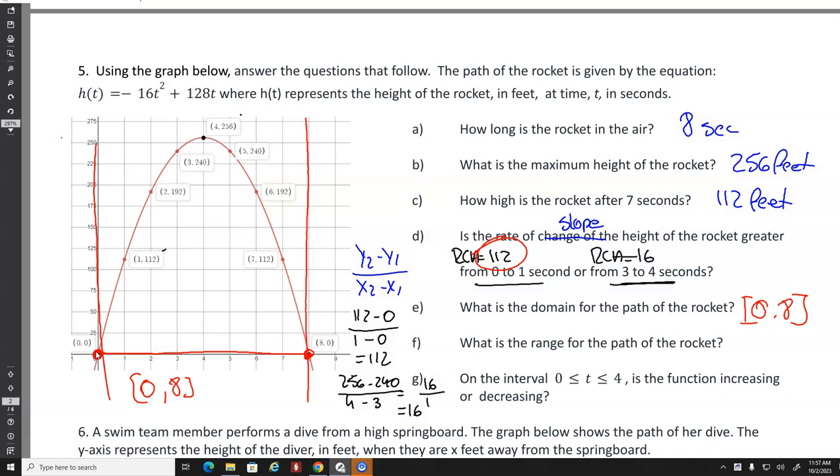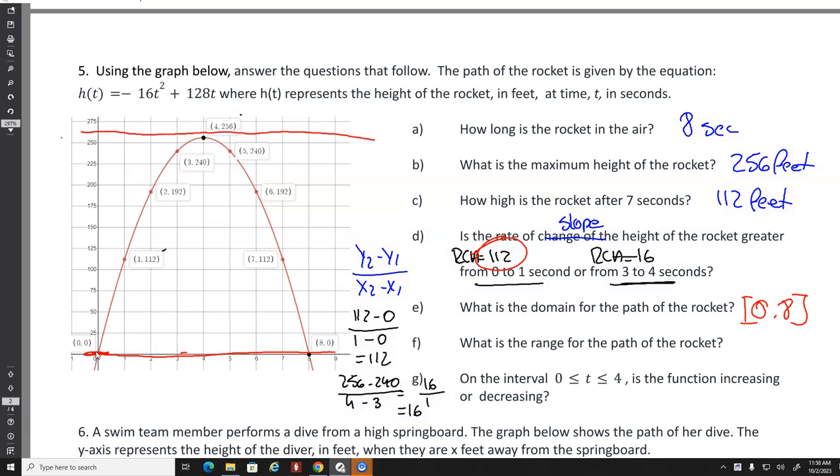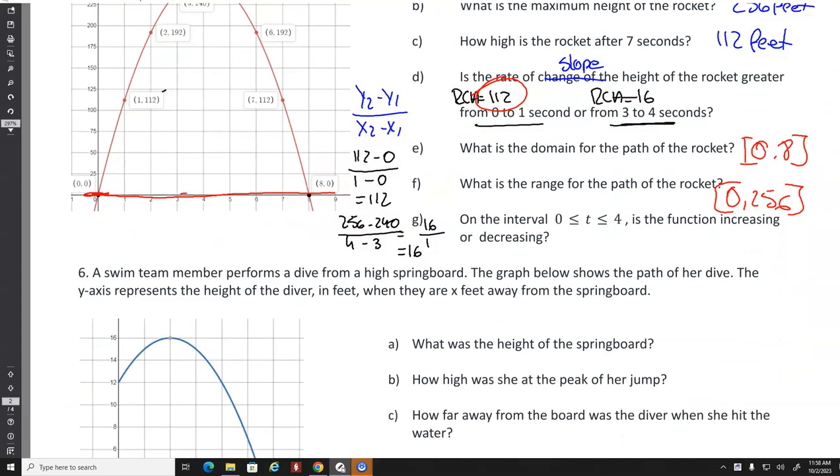Okay. Now, what is our range? So again, range represents y values, so that's up and down. You're starting at 0 and you're ending at the highest number, which is 256. So it's 0 to 256 for y value. You're starting at 0 and ending at 256, and in between those two points, that's your frame of reference.